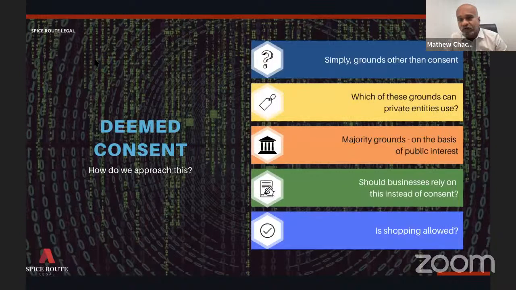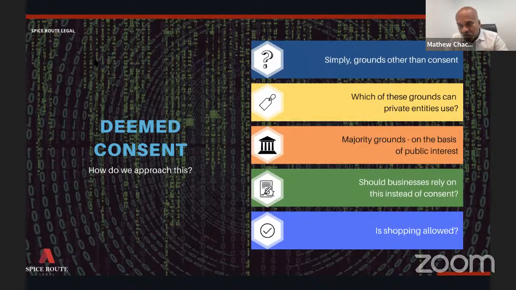We are still going to rely on consent. It's very early 2000s, right? Should businesses rely on legitimate interest instead of consent? Yes, but wait till the government clarifies that this is the manner in which it is required.